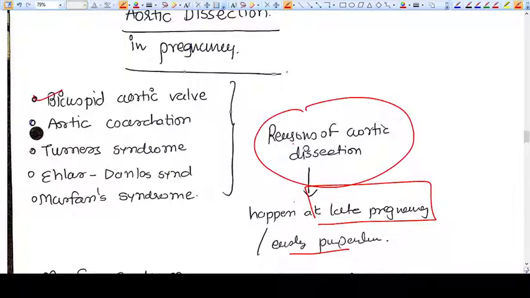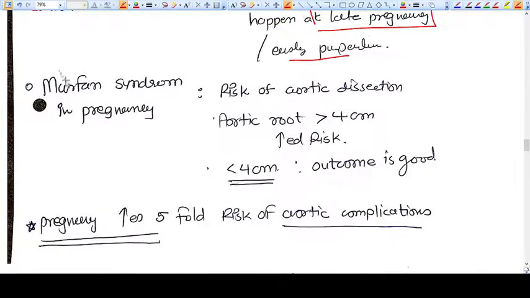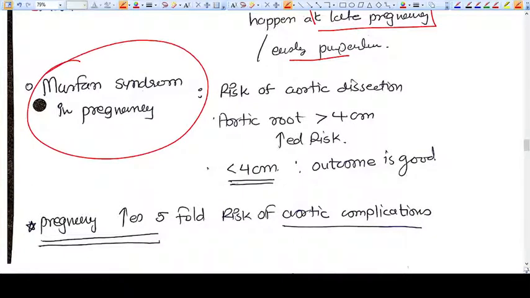So bicuspid aortic valve, aortic coarctation, Turner syndrome, Ehlers-Danlos syndrome, Marfan syndrome. You see here there is some problem with collagen tissue. So this is why aortic dissection can happen because of this. If you talk about Marfan syndrome in pregnancy particularly, the risk of aortic dissection is increased.